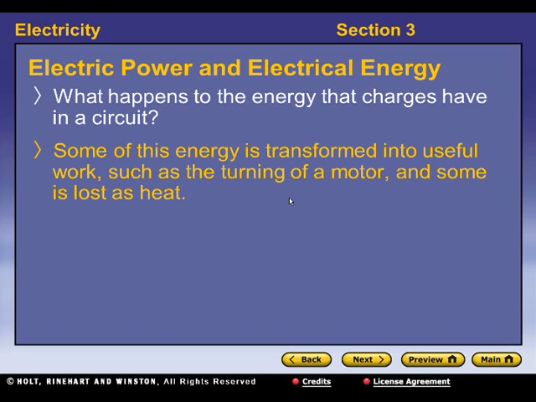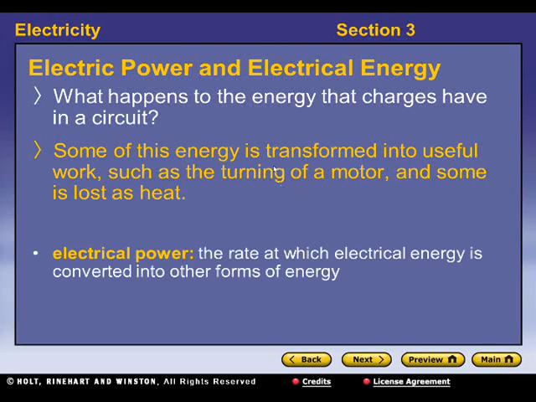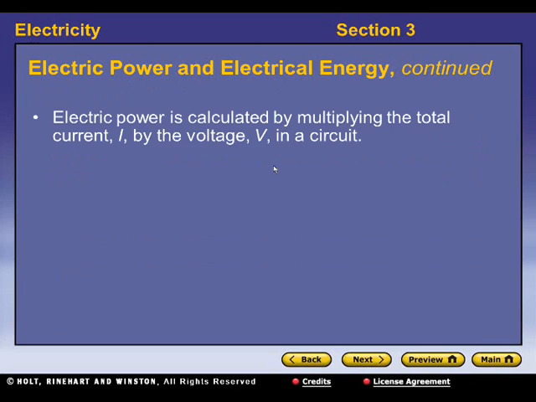Okay, so what happens to the energy that charges have in a circuit? Some of this energy is transformed into useful work, such as turning a motor, and some is lost as heat. You can see sometimes computers and TVs get hot. That's energy that's lost. So electrical power is the rate at which electrical energy is converted into other forms of energy.